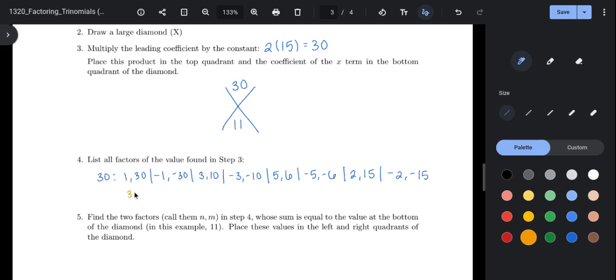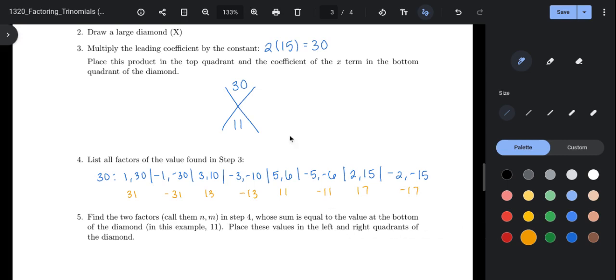So 1 plus 30, we get 31. Negative 1 plus negative 30, we get negative 31. 3 plus 10 is 13. Negative 3 plus negative 10 is negative 13. 5 and 6, 11. Negative 5 and negative 6 is negative 11. 2 and 15 is 17. And negative 2 plus negative 15 is negative 17.